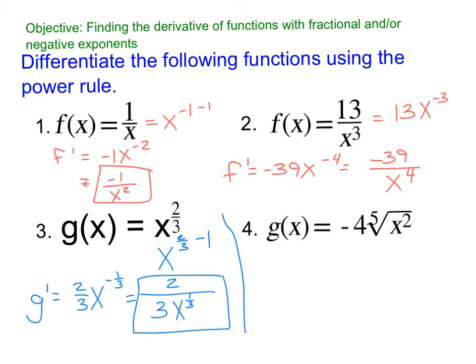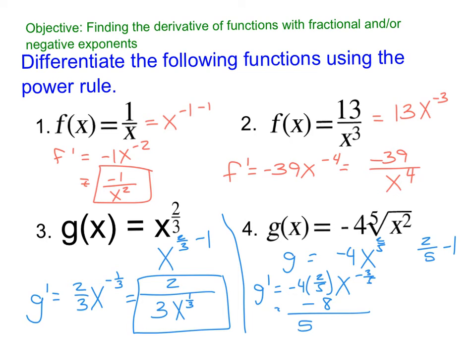All right, and then number 4 is the hard one. So we have, I'm going to rewrite it, negative 4x to the 2/5. So then the derivative, negative 4 times 2/5 x to the negative 2/5 minus 1 is negative 3/5. So we get negative 8 on top, 5 on the bottom, x to the 3 over 5, and then I'm going to rewrite that, negative 8 over 5, the 5th root of x to the 3rd. That's about as annoying as these get. I mean, we don't go too crazy with it. That's about it.